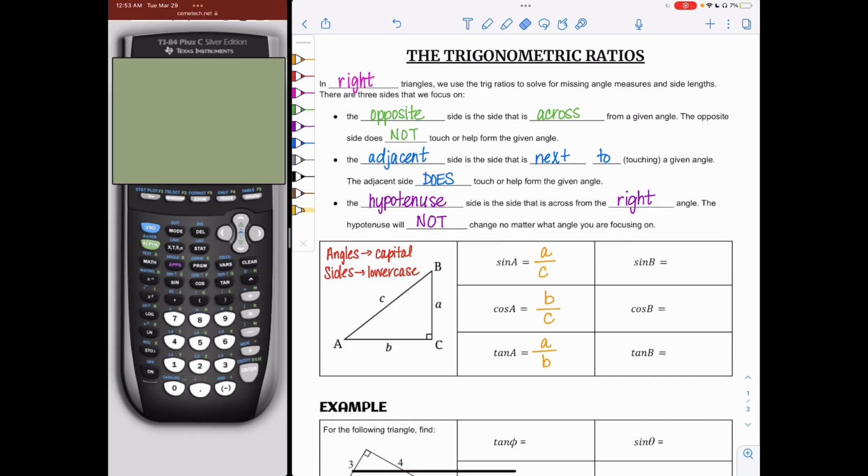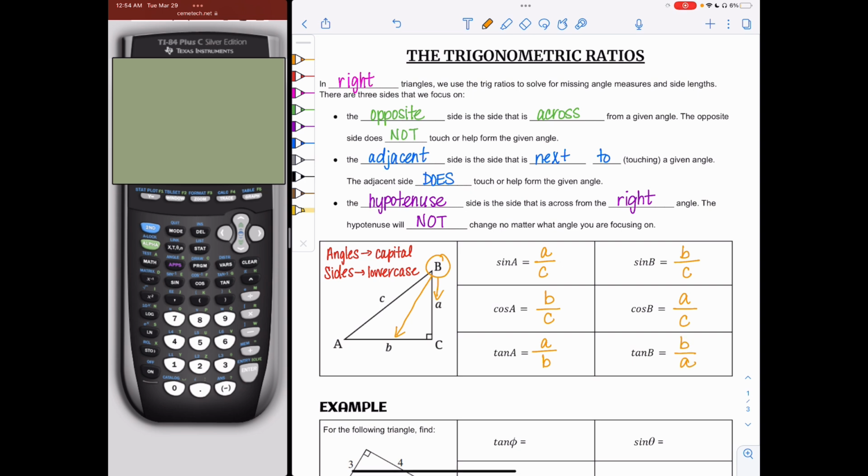All right, and last but not least, if we look at angle B, we will end up having the opposite over the hypotenuse, which, the opposite of B is going to be lowercase b over the hypotenuse, which is C. Cosine of B is going to end up being the adjacent of B, which is side A, over the hypotenuse, which is side C. And then last but not least, we're going to have tangent, which is your opposite over your adjacent. So that is going to be B over A.